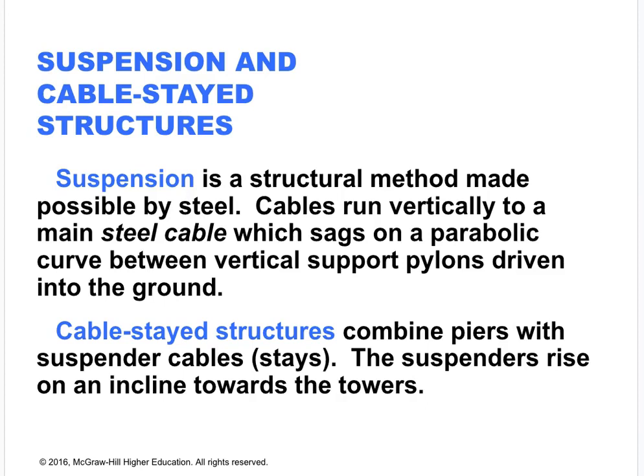Then we have suspension and cable-stayed structures. So we're going to look at a couple bridges here. Suspension is a structural method made possible by steel. Cables run vertically to a main steel cable, which sags on a parabolic curve between vertical support pylons driven into the ground.